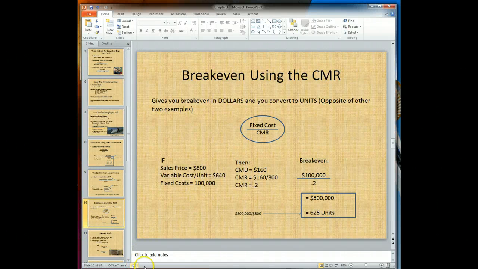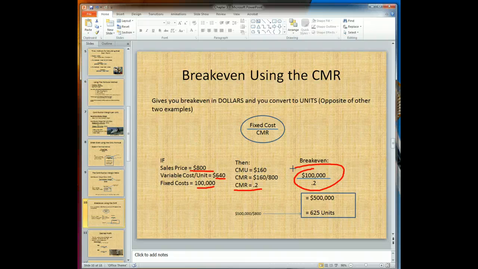If sales price is $800, variable cost per unit $640, fixed costs are $100,000, we can calculate the CMR to be 0.2. Right? You got 160, which is your contribution margin per unit, divided by the 800, which is your sales price. And your break even, you take this over that.